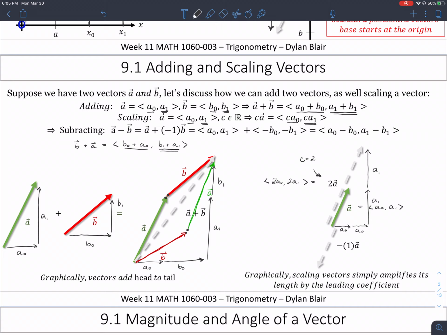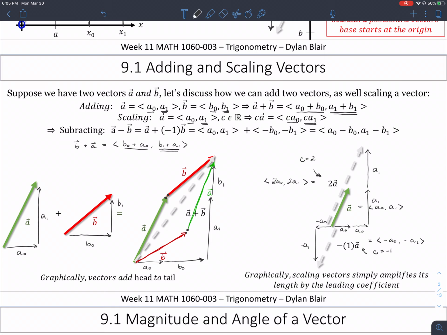Now let's consider if we were to do a negative number. A negative number is just going to effectively flip everything, because when we scale each of the components, we're going to get negative a naught and negative a1. So that now we're going to be going to the left by a naught and down by a1.